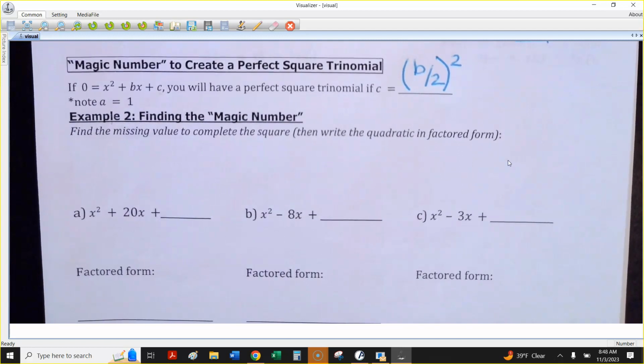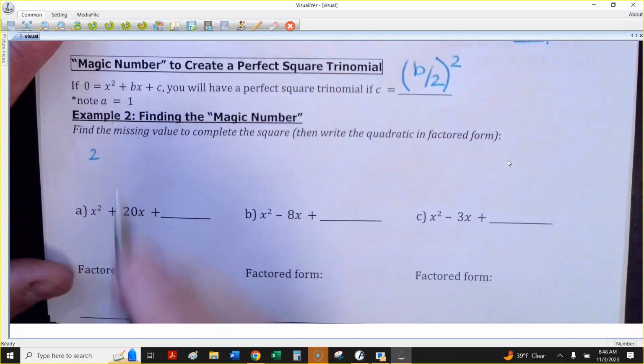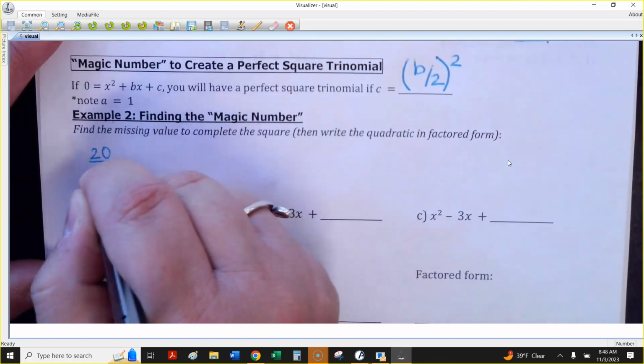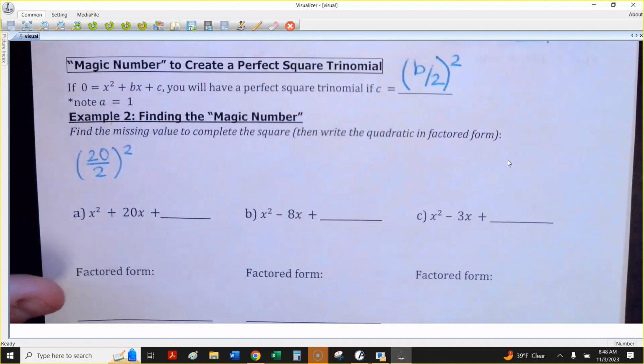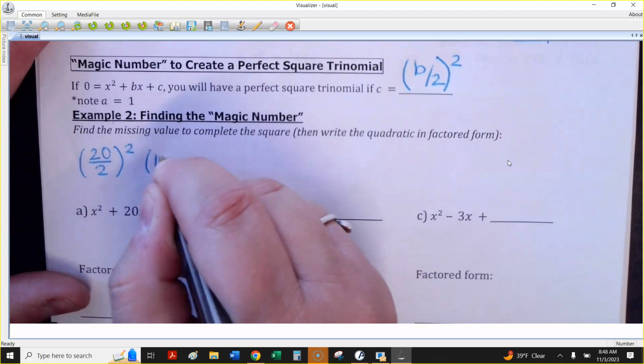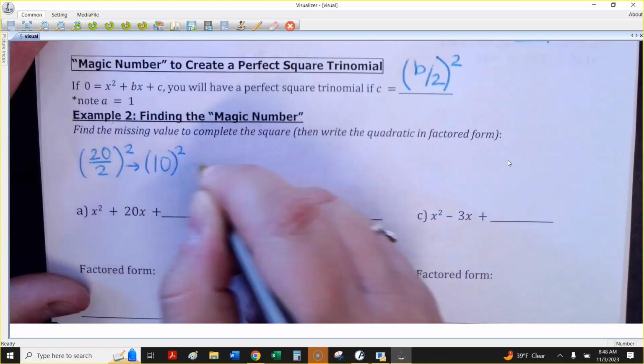The 20, right? Okay, here's all you have to do. 20 is the b value. To complete the square, I'm going to fill in this little blank. I'm going to take 20, divide that by 2, and square that. Now, 20 divided by 2 is 10, right? And what do I get if I square 10?